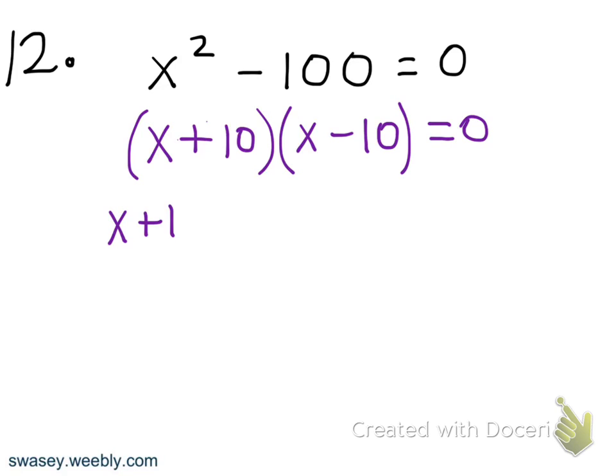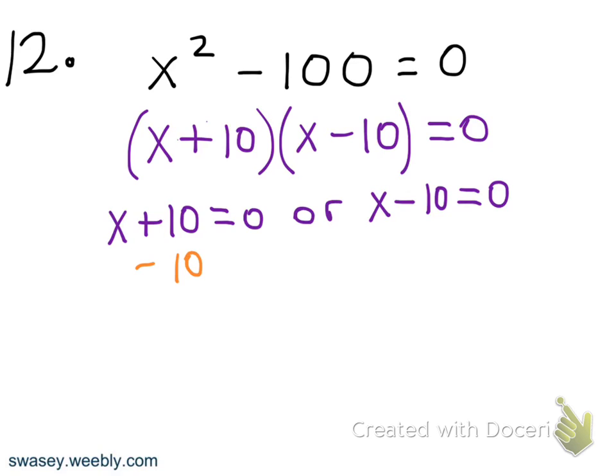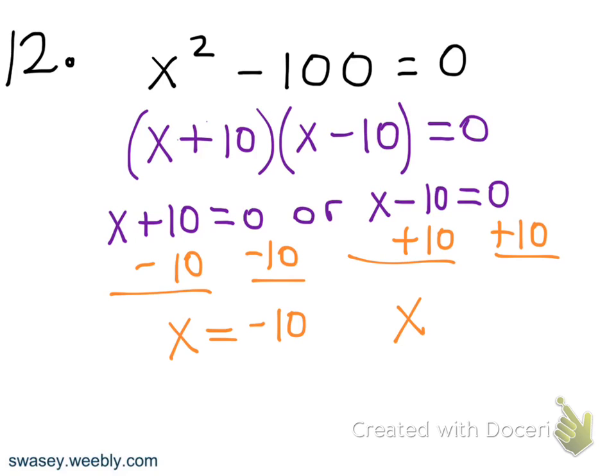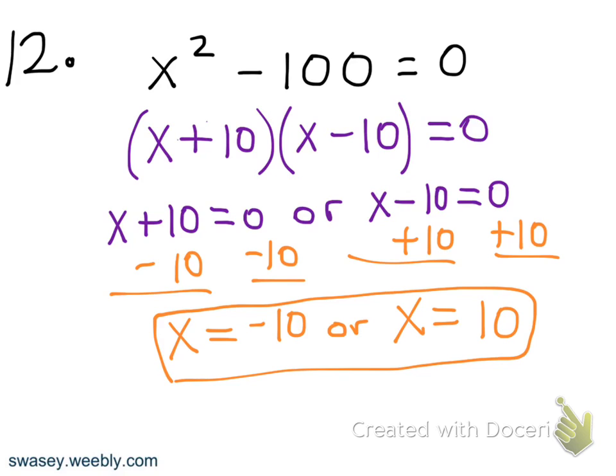So x plus 10 equals 0, or x minus 10 equals 0. Subtract 10, you get negative 10 as a solution. Add 10, you get positive 10 as a solution. Two solutions, negative 10 or positive 10.